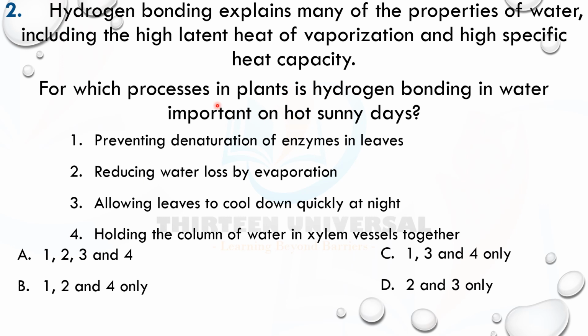All right, so number one says preventing denaturation of enzymes in leaves. This applies there. Why? If you check latent heat of vaporization, okay? Now, in this day, the rate of transpiration will be high, remember? Of course, it will be high.